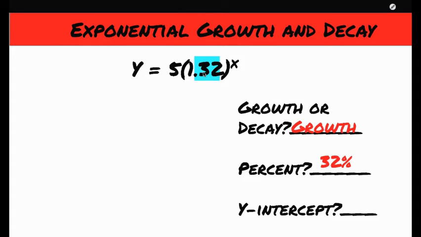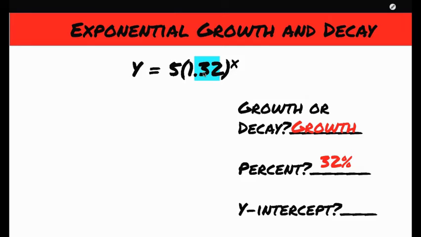Had that been something less than 1, maybe it was just 0.32, not 1.32, then we would have had decay, and we'd have to ask ourselves, how far is 0.32 from 1? And we'd have to consider subtracting it from 1. And 1 minus 0.32 is 0.68, so we'd say 68% decay. But this one was over 1, and is over 1 by 0.32 or 32%.